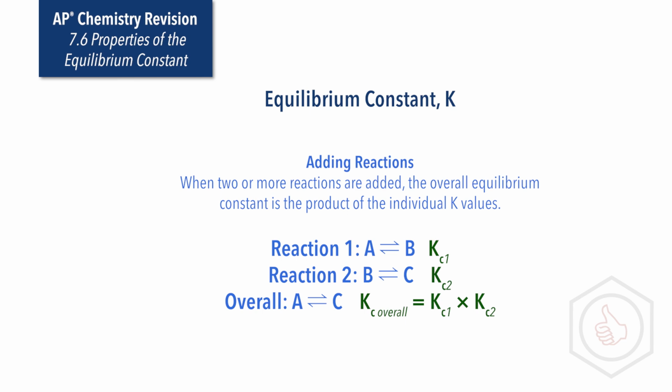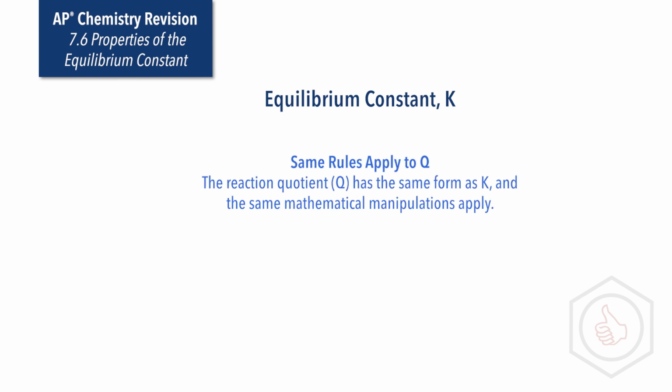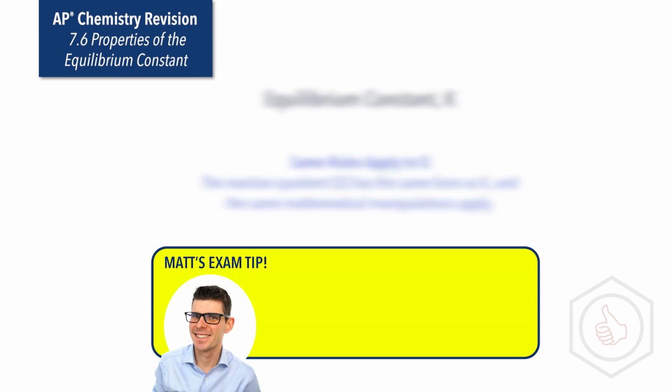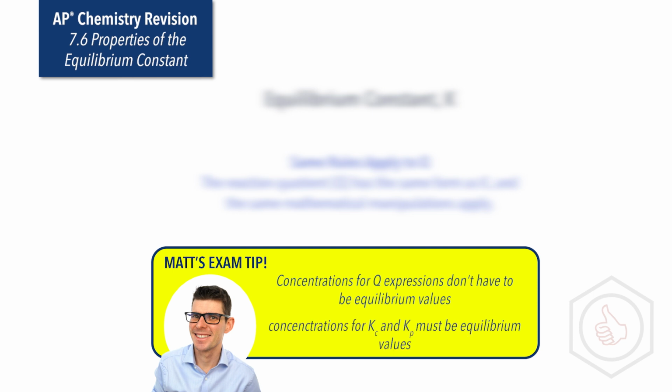It's important to remember that the same rules that we've just used here also apply to Q, the reaction quotient, and Kc and Kp work in the same way as well. Exam tip here, don't forget that when working with Q and K, the concentrations used in a Q expression, so reaction quotient, don't have to be from when the system is at equilibrium. However, all values used for a K expression must be equilibrium values, so concentration for Kc or partial pressures for Kp.